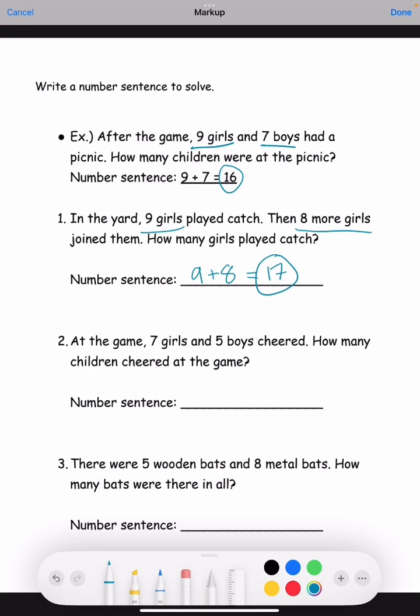Let's do number 3. There were 5 wooden bats and 8 metal bats. How many bats were there in all? So we're finding the total amount of bats, and it doesn't matter if they're wooden or if they're metal. We're finding the total amount. So 5 wooden bats, and you add 8 because there are 8 metal bats, which equals 13. So there are 13 bats in total.